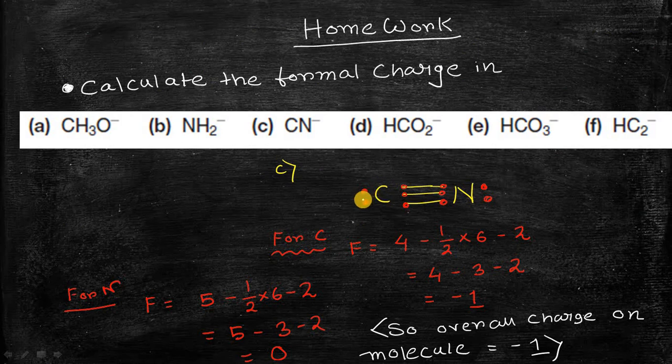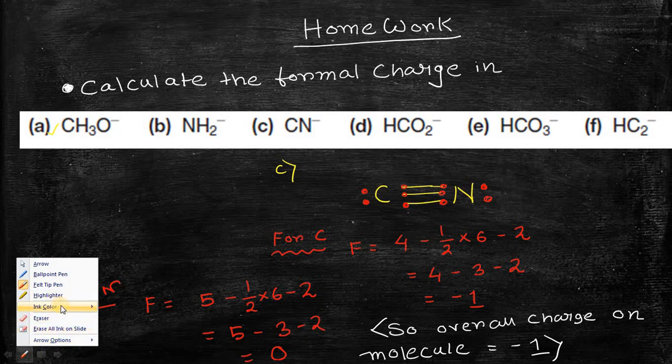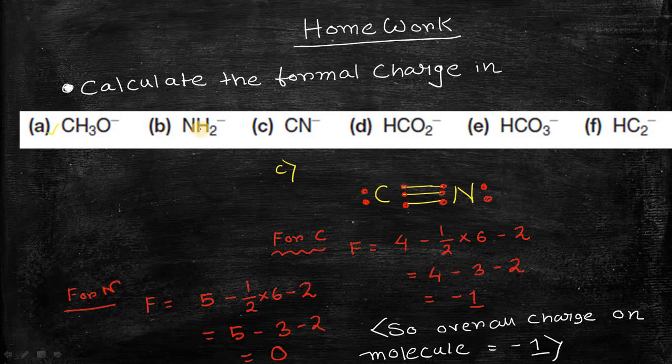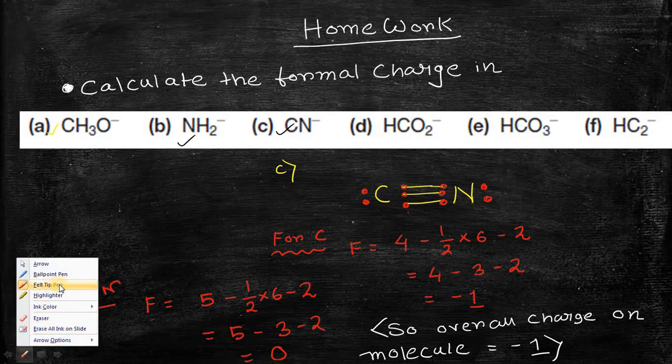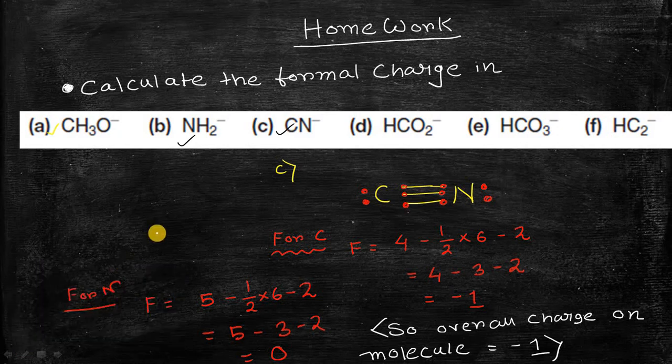Now after showing you all these examples, here I am giving you some homework to calculate the formal charge of these ions. As you can see, this is the methoxide ion, this is the amide ion, and this is the cyanide ion. So all these ions are anions. You have to calculate the formal charge of each of them. I have just shown you the solution of problem number C, that is for the cyanide ion.